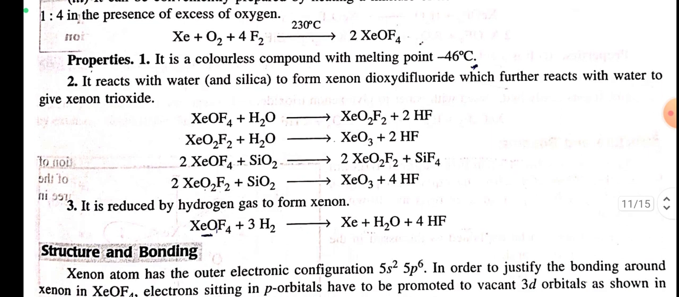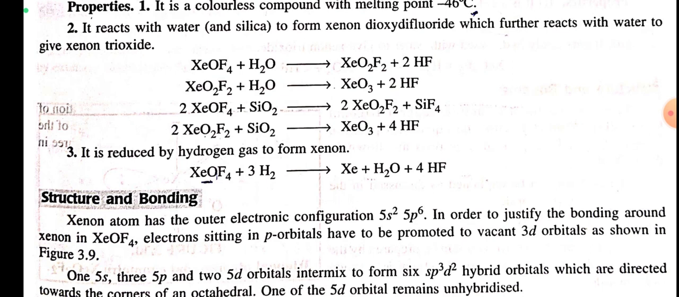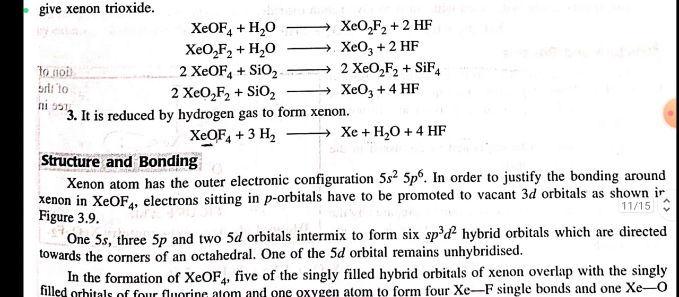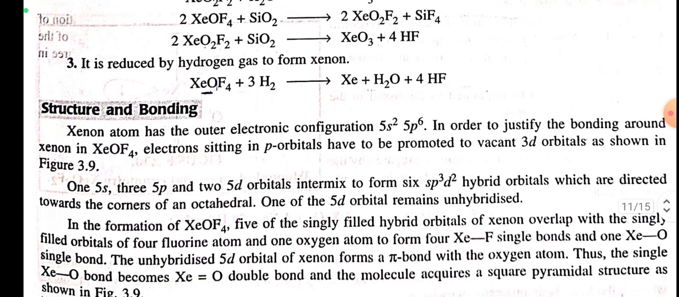Properties. It is a colorless compound with a melting point of -46 degrees Celsius. It reacts with water and silica to form xenon dioxide, which further reacts with water to give xenon trioxide, which is explosive. It is reduced by hydrogen gas to form xenon.